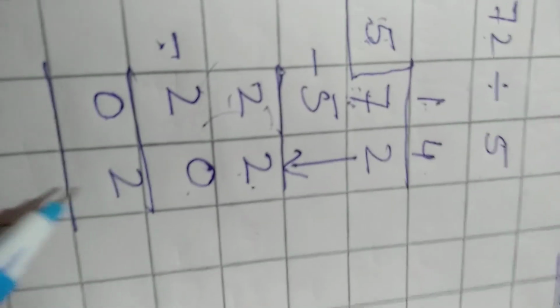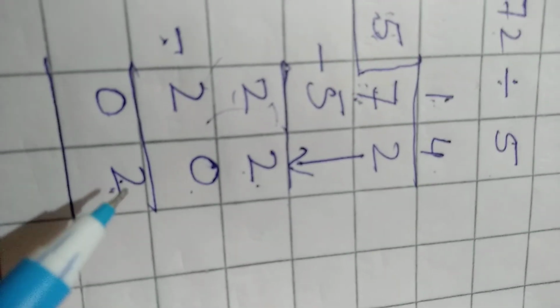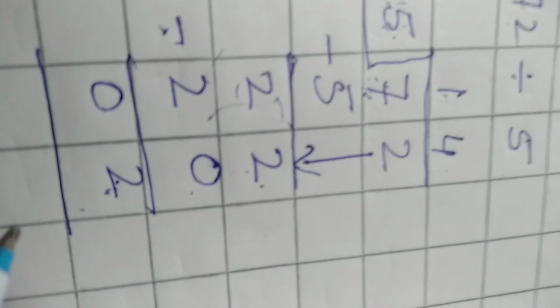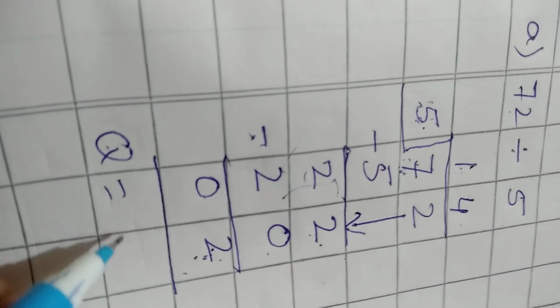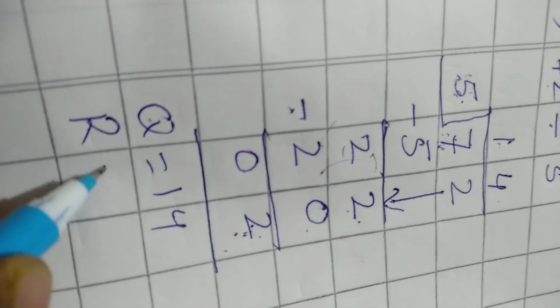Now you can see that the remainder 2 is less than our divisor, so it cannot be divided further, so you will leave this. It means here the quotient is 14 and the remainder is 2. Okay, now you need to check your answer.